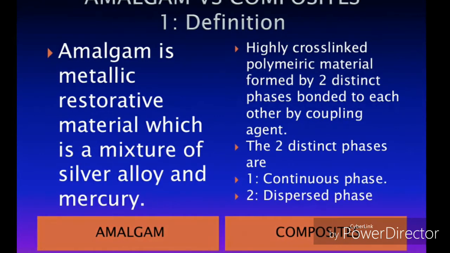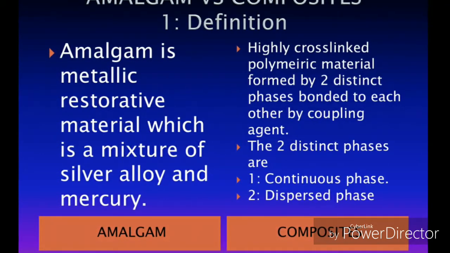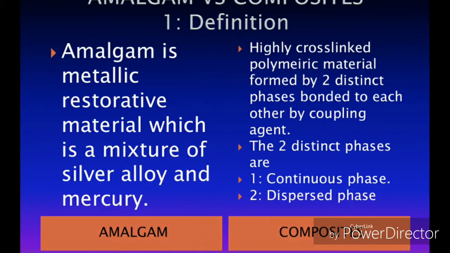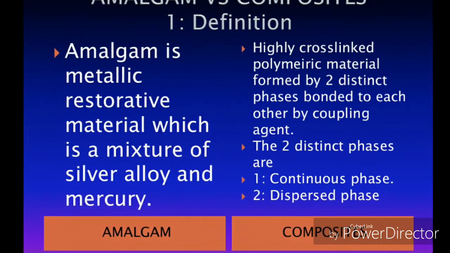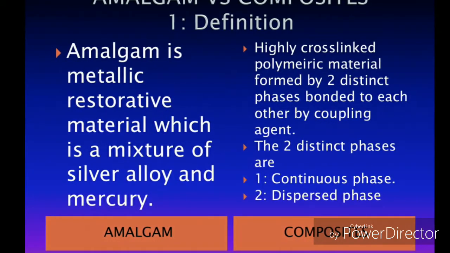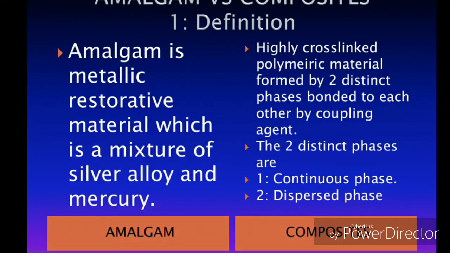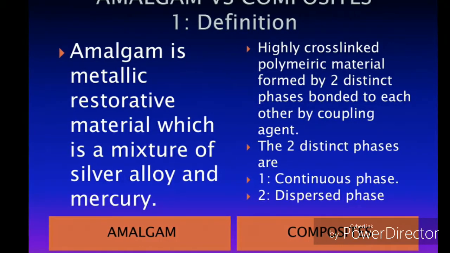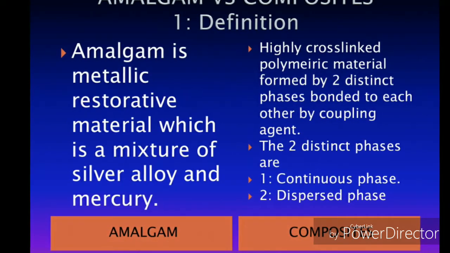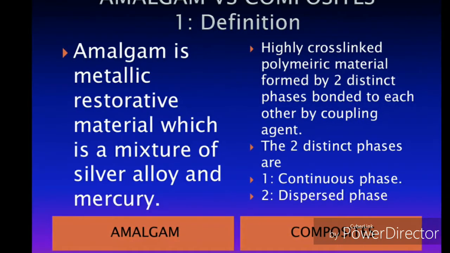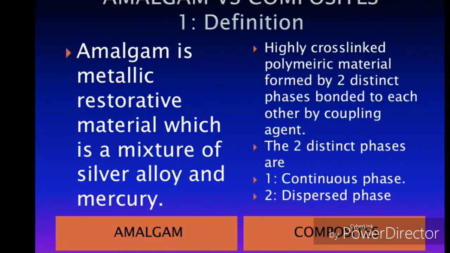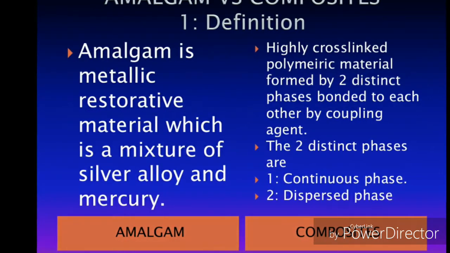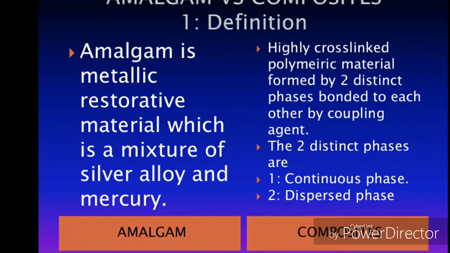Talking about the definition of dental composites, it is a highly cross-linked polymeric material which is formed by two distinct phases. One is the continuous phase, which is formed by the organic polymer, and the second one is the dispersed phase, which is formed by the inorganic component of filler particles. Well, the main idea of the composites is to get a material which has properties which are either intermediate or superior to the individual components used in the composition of dental composites.